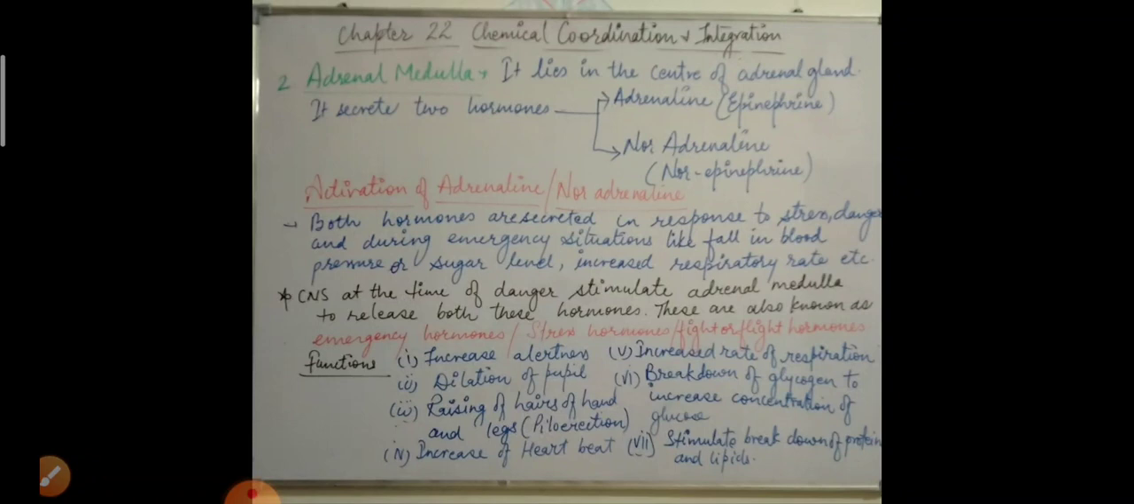The next is stimulating the breakdown of proteins and lipids. Maximum energy is required, so glycogen breaks down into glucose. In the same way, amino acids or proteins and lipids are also allowed to break down so that maximum energy can be provided.